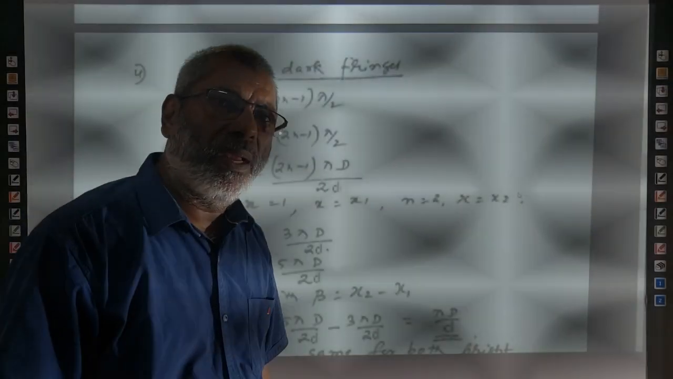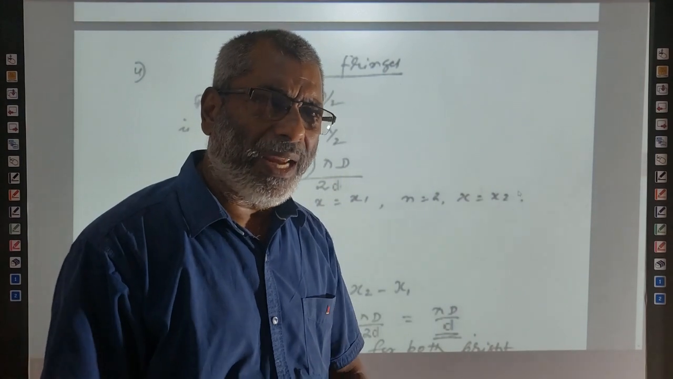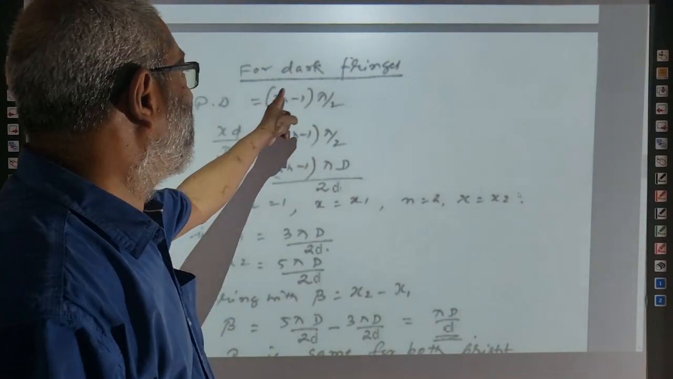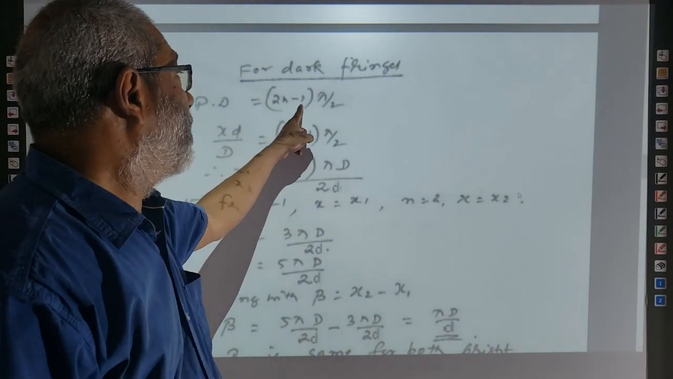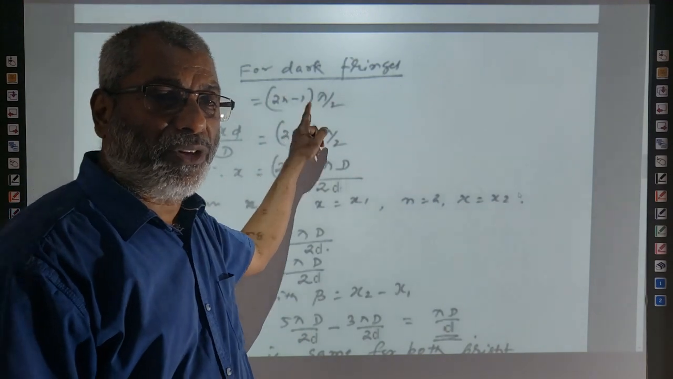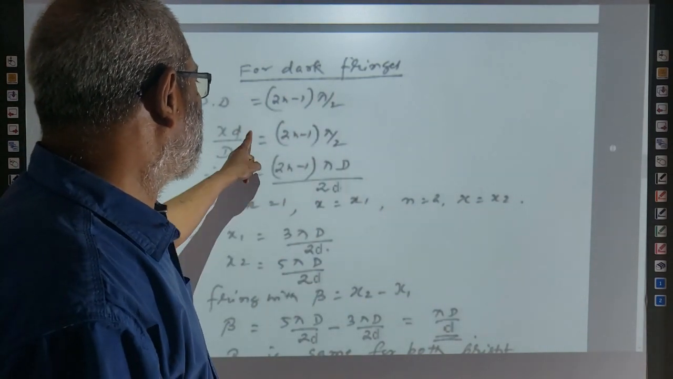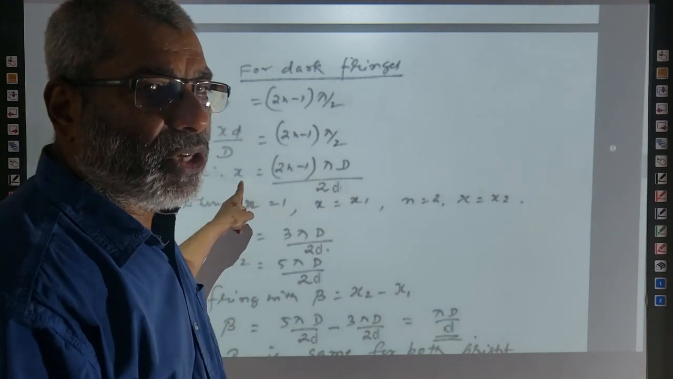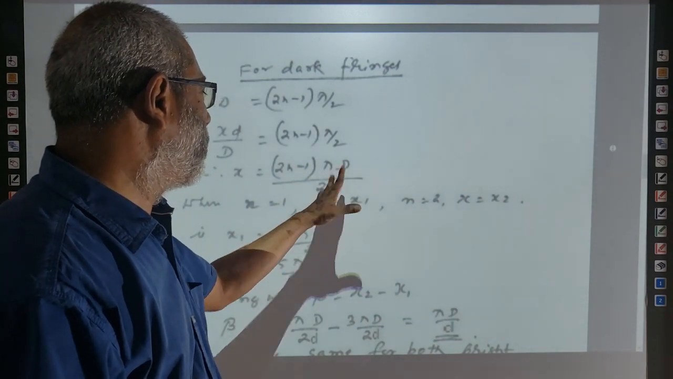Students, when I was explaining the condition for destructive interference, I made a slight mistake. Please correct it. For the darker fringes, the condition for destructive interference is path difference equal to (2n minus 1) lambda by 2. That is xd by capital D is equal to (2n minus 1) lambda by 2, or x is equal to (2n minus 1) lambda D divided by 2d.